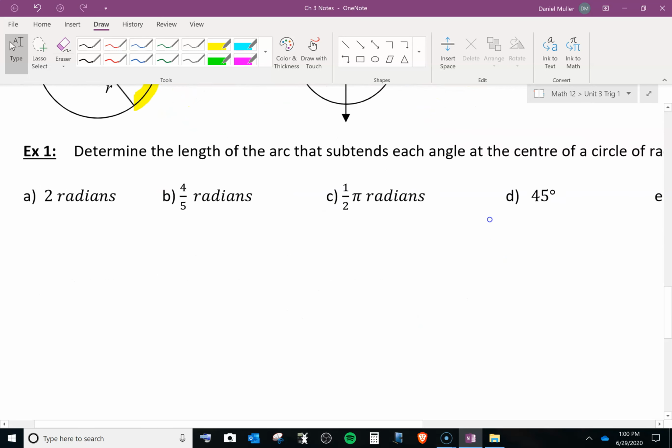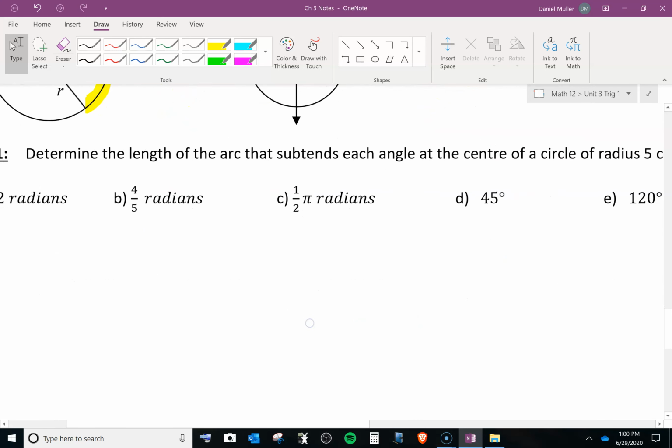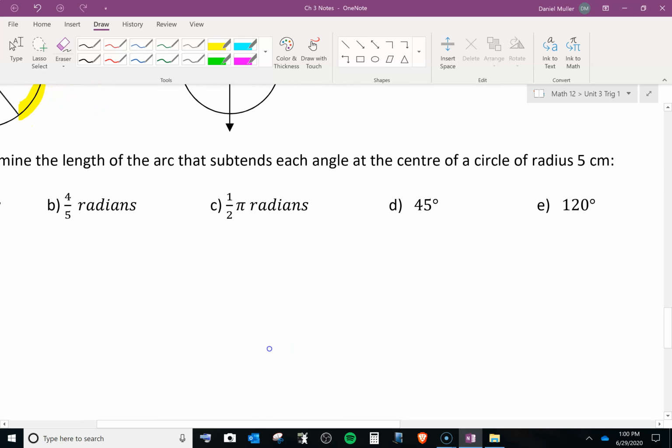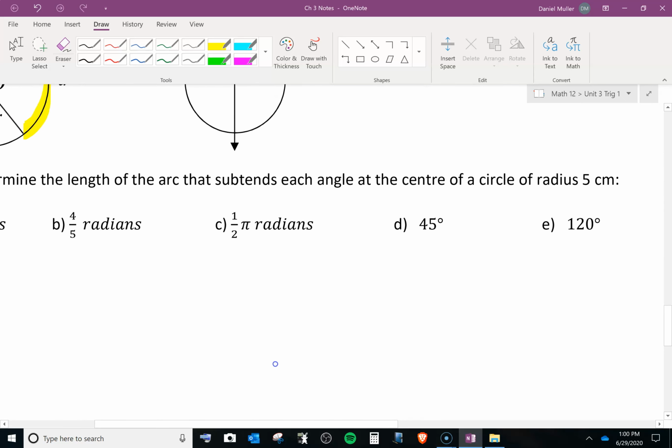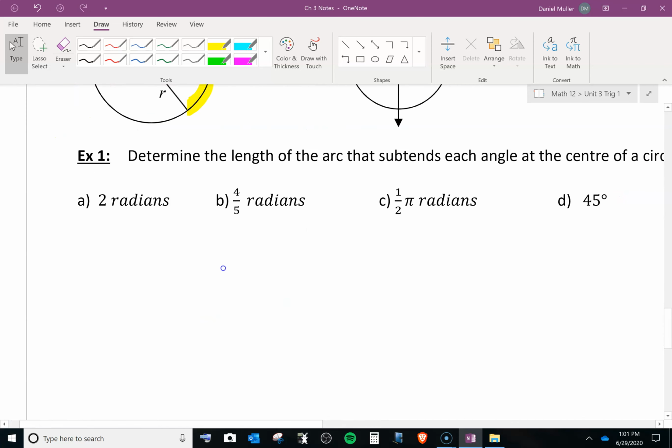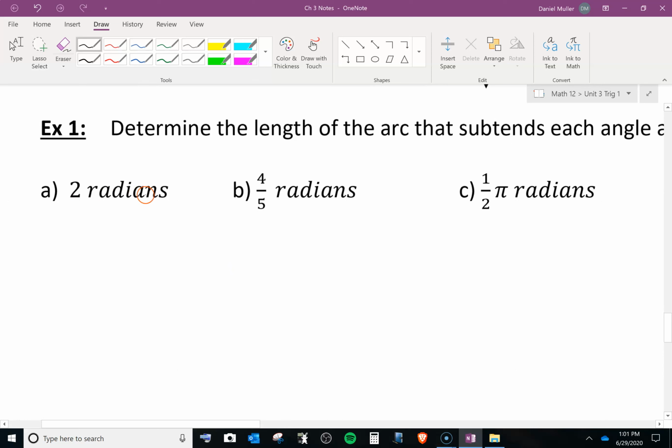So it says determine the length of the arc, find the distance of this arc, that subtends each angle at the center of the circle of radius 5. There's a bunch of words right there that aren't entirely necessary for us to understand what we're after, which is just finding the length of an arc that has a radius of 5 centimeters. And we've got 5 questions to do it, and it's giving us different measurements here.